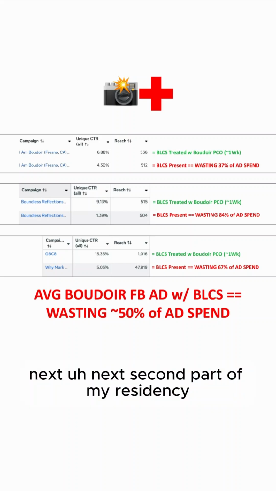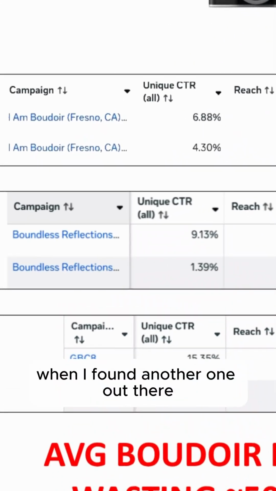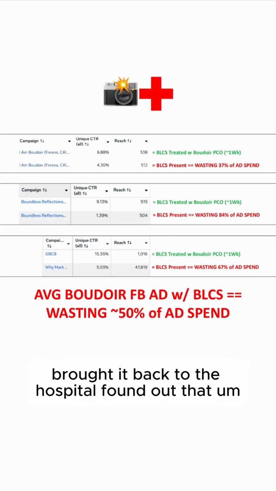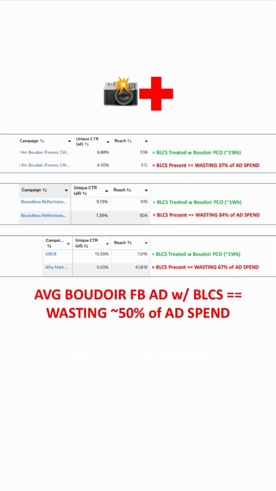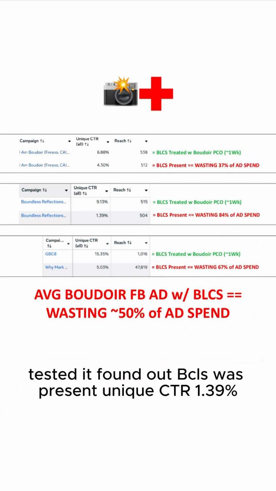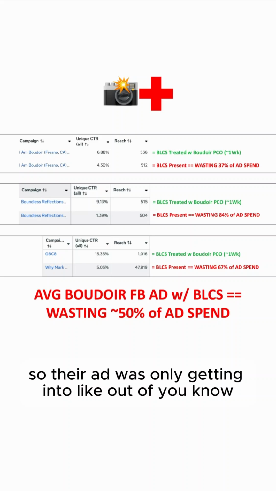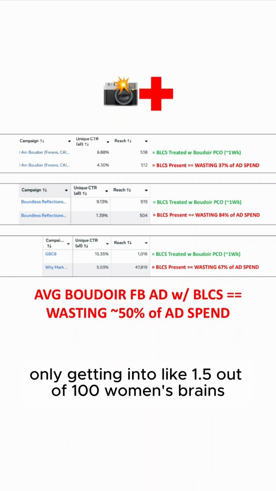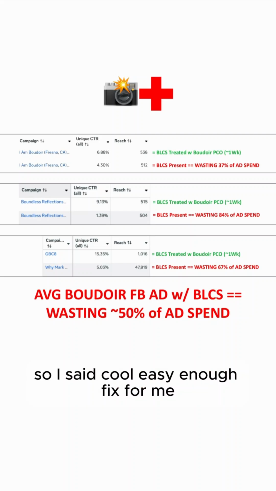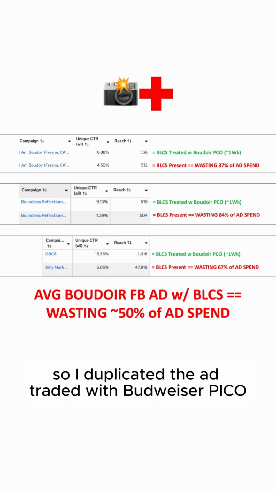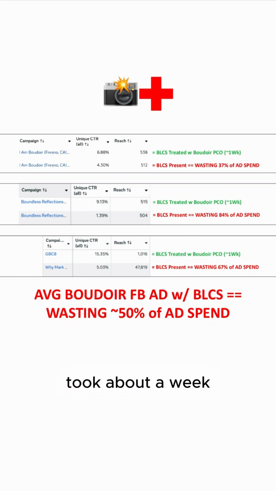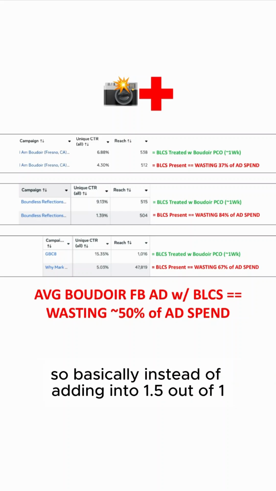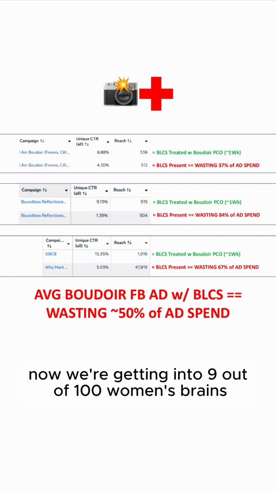Next, second part of my residency, I found another Boudoir Facebook ad out there in the wild, brought it back to the hospital, ran it, tested it, found out BLCS was present, unique CTR of 1.39%. So their ad was only getting into like 1.5 out of 100 women's brains. So I said, cool, easy enough fix for me. I duplicated the ad, treated it with Boudoir Pico, took about a week, and got the unique CTR up to 9.13%. So basically, instead of their ad getting into 1.5 out of 100 women's brains, now we're getting into 9 out of 100 women's brains.